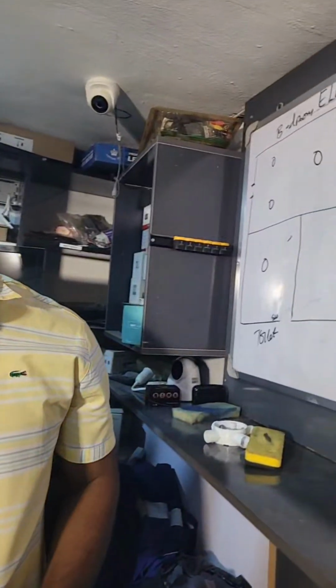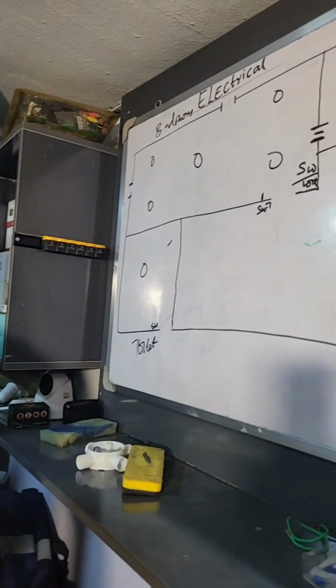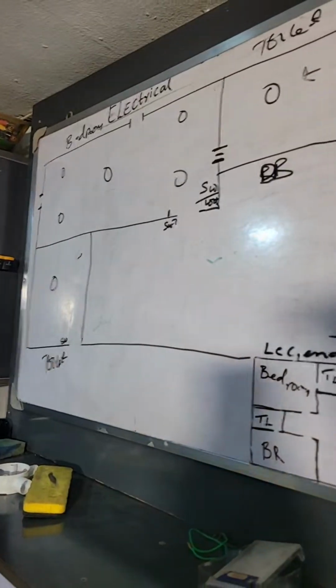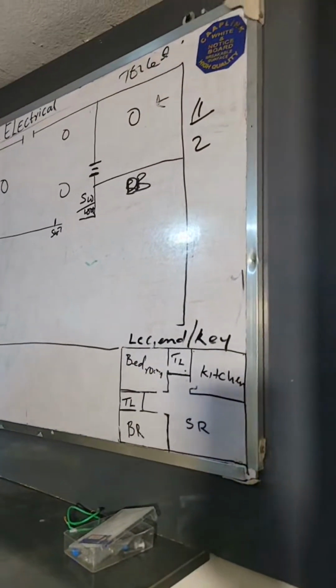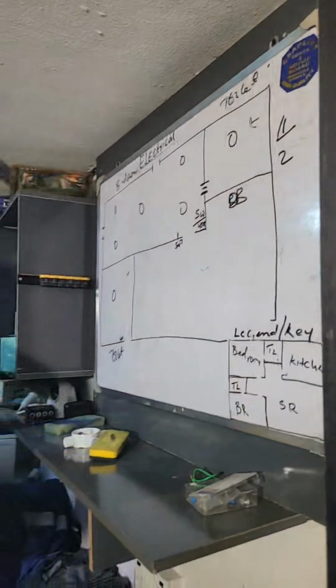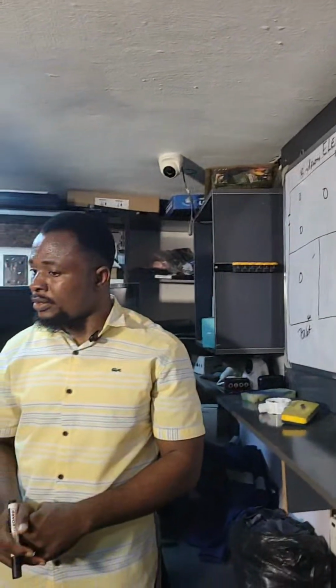We're talking about calculation: when we connect lights in series and in parallel, which one consumes more? We're going to do that practically. We're going to connect 100 watts in series and 100 watts in parallel. Then we'll know which one consumes more. Am I communicating?